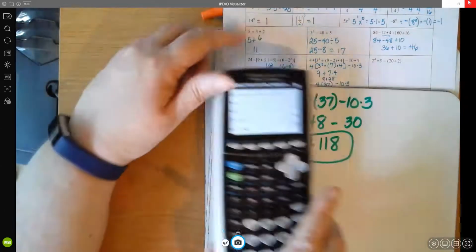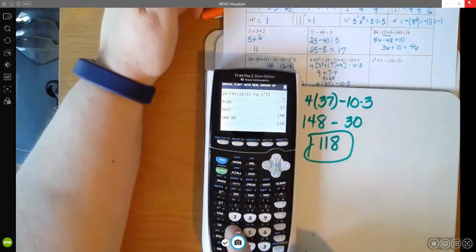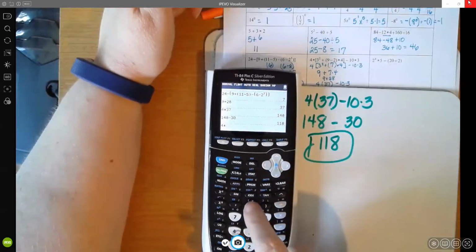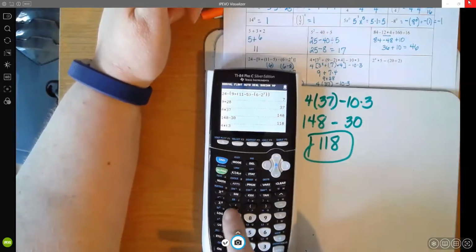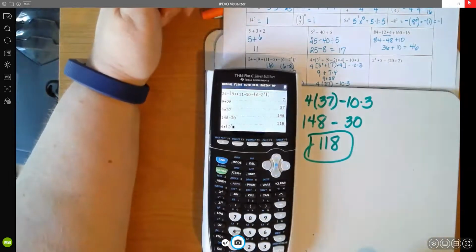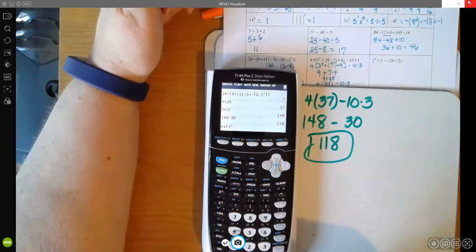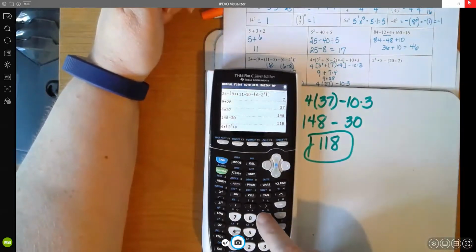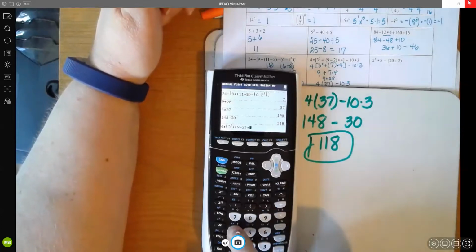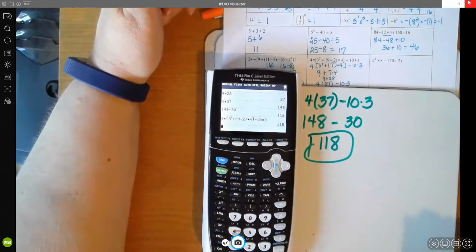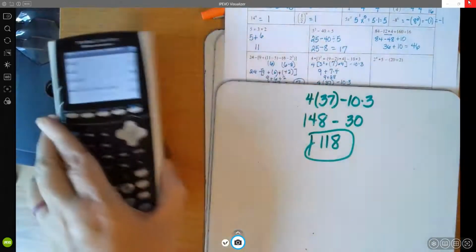Whoops, you're not seeing that. My apologies. Let me do that again. 4 times parentheses 3. Sometimes I use the raised button, sometimes I use the squared button. Just depends. That's 4 times 3 squared plus 9, whoops, and that's another open parentheses. 9 subtract 2, close the parentheses, times 4, close a parentheses, minus 10 times 3, and I hope that's 118, which it is, so that means I got it right.